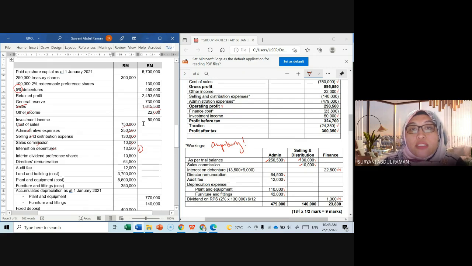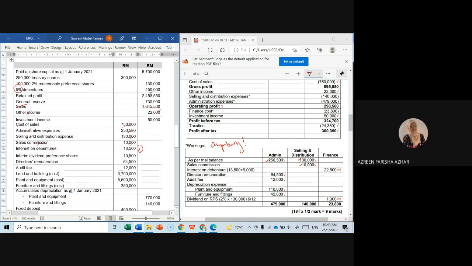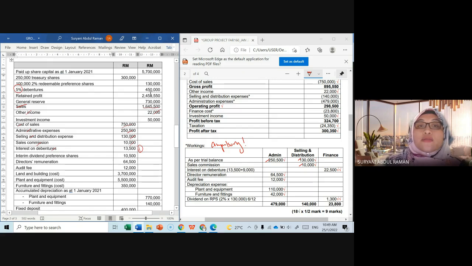So my question is, how much is the interest on debenture to be disclosed in the statement of profit or loss? 13,500 or 22,500? This is an adjustment on accrual, class. You have learned in part 1. How much is the amount to be disclosed in SOPL? 22,500. Very good, 22,500. But you only have 13,500.